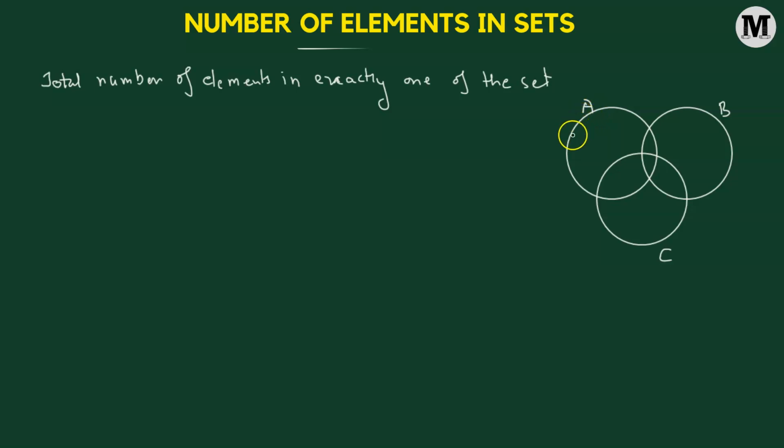Okay, let's begin by first considering that the element is present in set A only. So we will consider all the elements in the set A. However, since we need exactly set A, we do not need any contribution from the set B or set C. Now here we can see we have the total elements of set A, so we'll have to exclude this particular portion. We have to exclude this particular region, and we'll also have to exclude these regions.